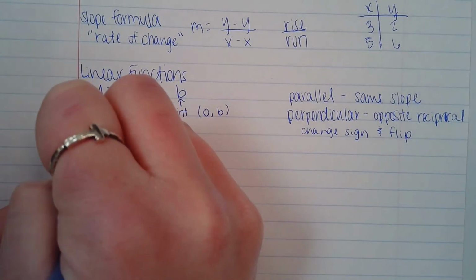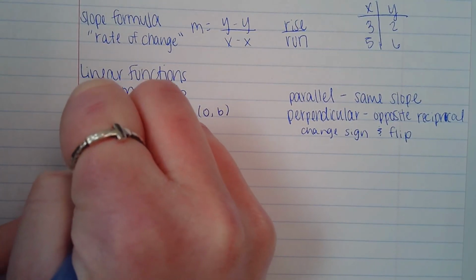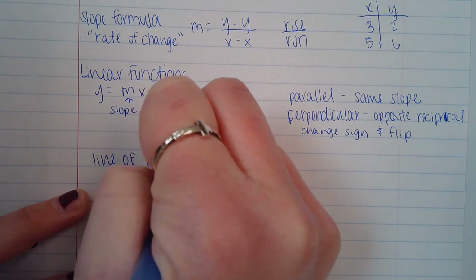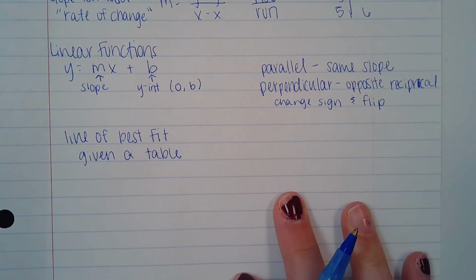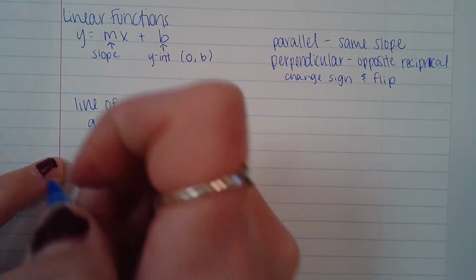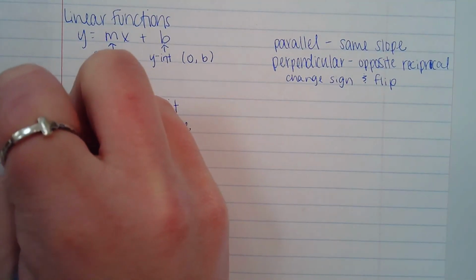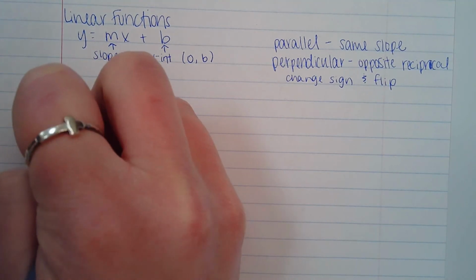So for those problems, you were given a table. Odds are, if you're given a table, you probably need to find linear regression or your line of best fit. I do want to jot down linear regression because you may see that terminology.